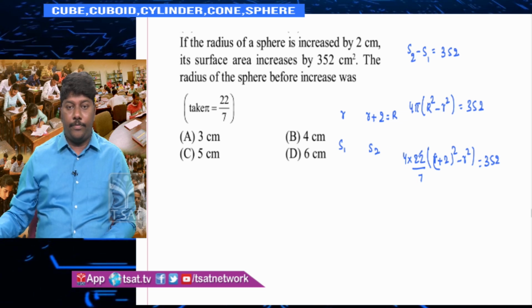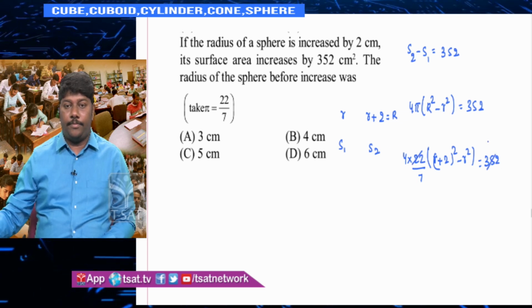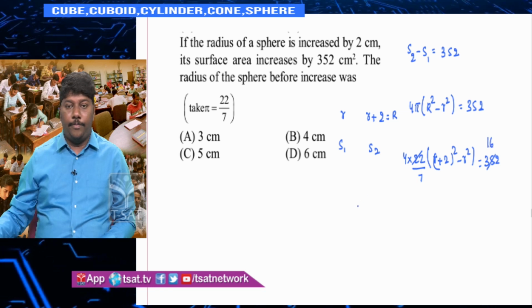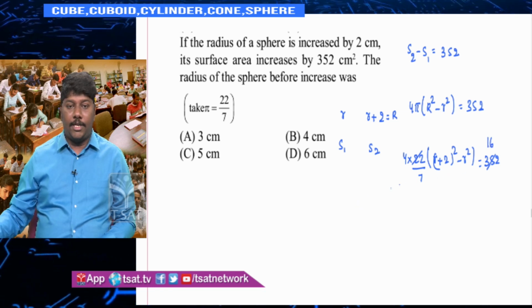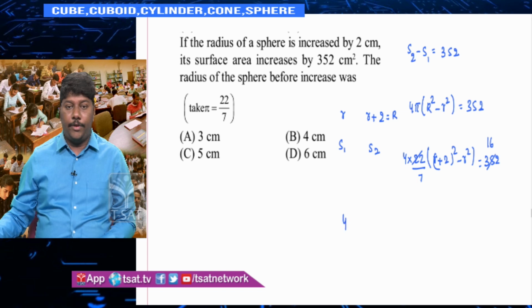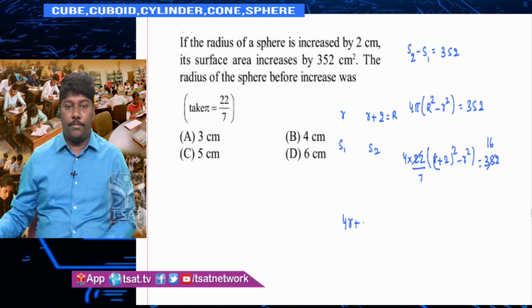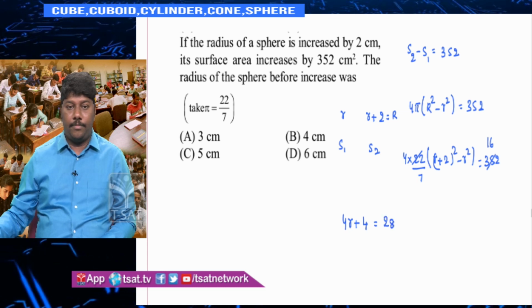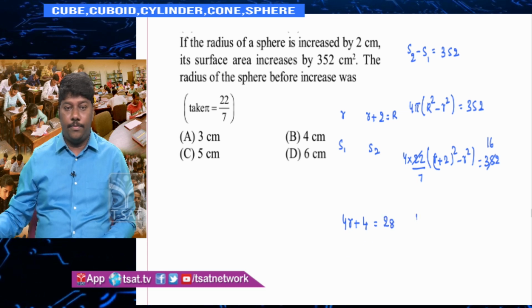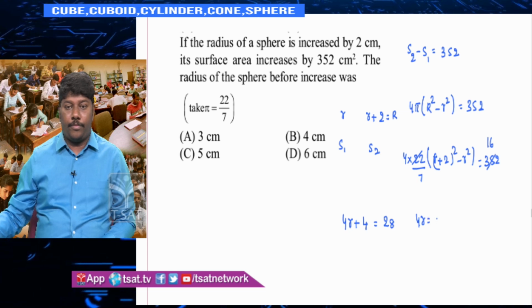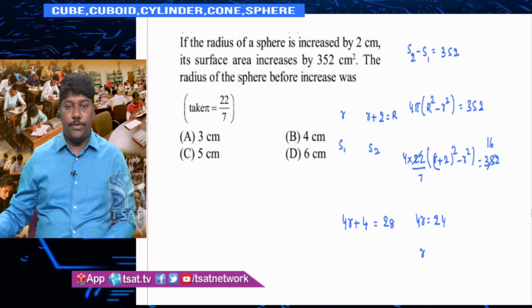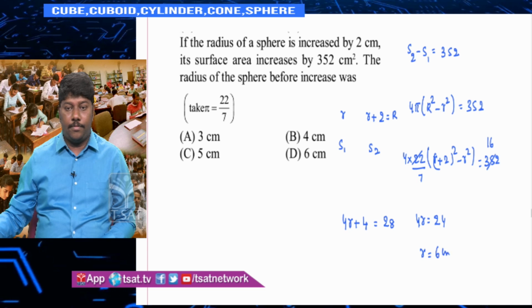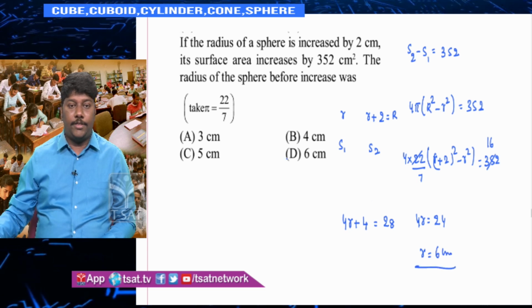22 ones are 22, 16s are. Therefore r plus 2 whole square minus r square gives you r square cancel, therefore you get 4r plus 4 is equal to 28. 4r is equal to 24, r is equal to 6. Therefore, the radius is 6 centimeters.